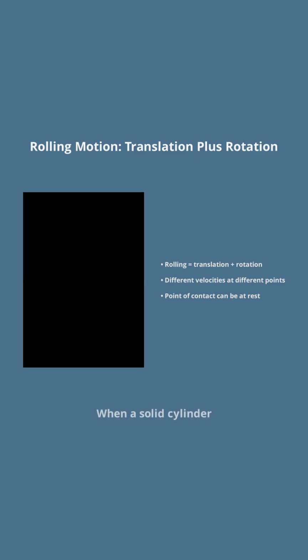When a solid cylinder rolls down an inclined plane, its motion is more complex than simple translation. Some points on the cylinder move faster than others, and the point touching the plane can even be momentarily at rest. This rolling motion is a combination of translation and rotation. The center of mass of the cylinder moves down the plane, while the body also spins around its axis. This dual nature of rolling motion is common in wheels, balls, and many everyday objects.